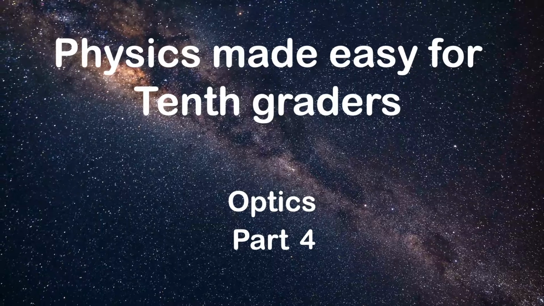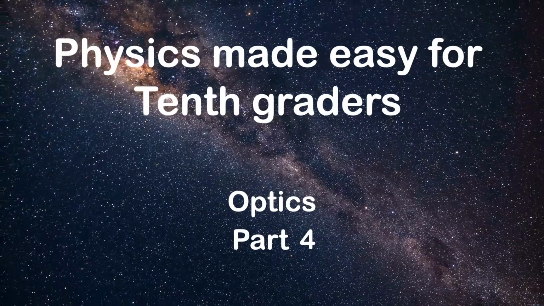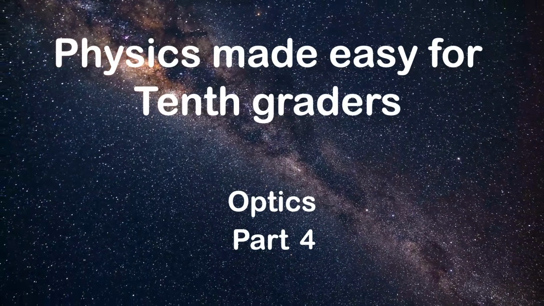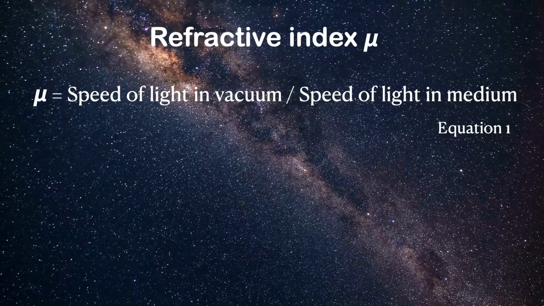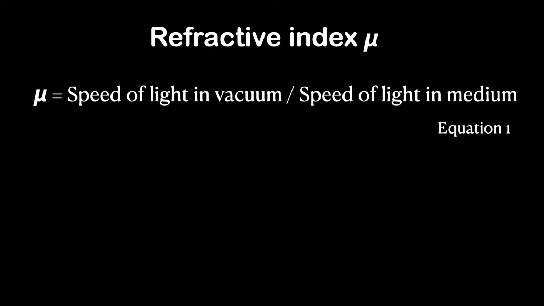In part 2 of the series, we raised a point regarding defining the refractive index. We noticed that the refractive index appeared to have two definitions. The refractive index mu measures a medium's optical properties. It is defined as the ratio of the speed of light in vacuum to the speed of light in that medium. In part 1 of this series, we discussed why the speed depends on the medium.